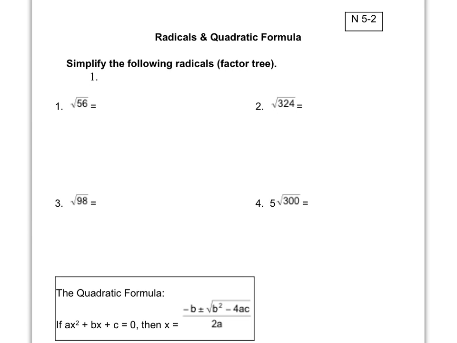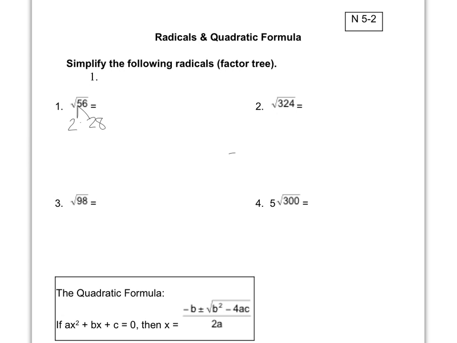So looking at number 1, we have square root of 56. When we're using the factor tree, we're going to start with the smallest number. So I'm going to start with a 2. We're trying to figure out 2 times what number will give us 56. So that would be 2 times 28. And then we keep going until we have prime numbers.